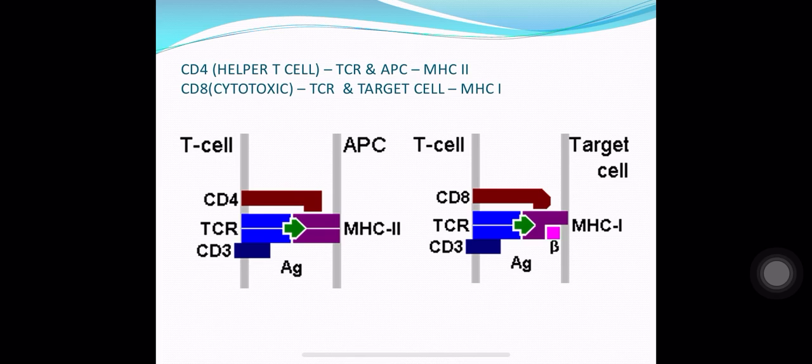And in another figure, the T cell with CD8 receptor, T cell receptor and CD3 receptors are shown, and on the target cell MHC1 is shown, which is combined with the antigen. So the target cell here is presenting the antigen coupled with MHC1 and presenting it to the cytotoxic T cell or CD8 T cell.